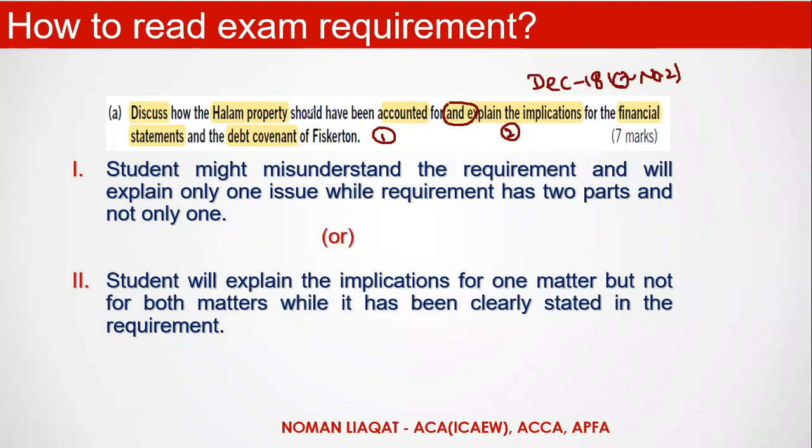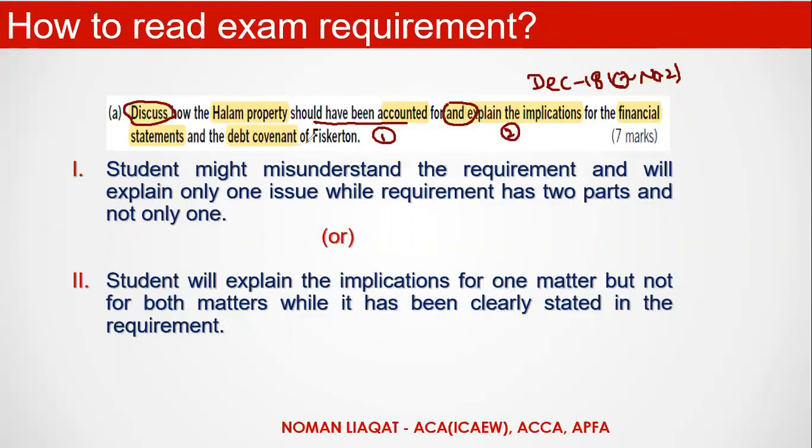Discuss how the Helm property should have been accounted for. Discuss. First of all, we do not need to identify. It means we have to explain. We have to discuss how the Helm property should have been accounted for. It means how we have to account for it according to the relevant accounting standard or relevant financial reporting standard that will be applicable in our exam.